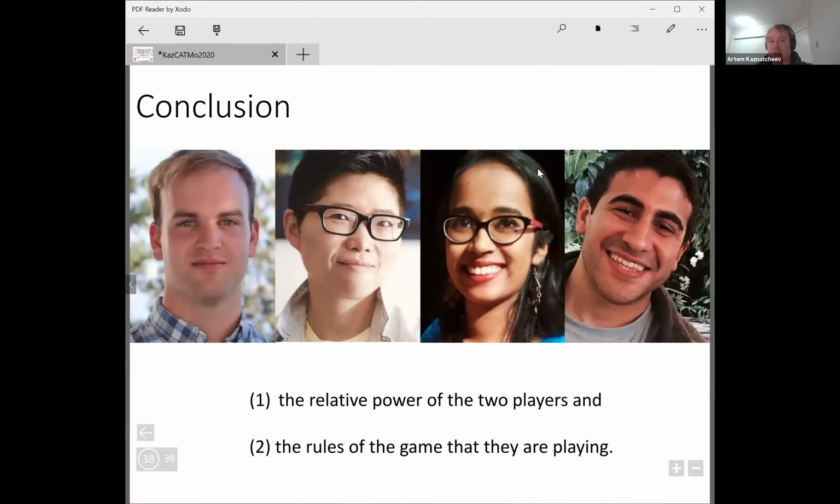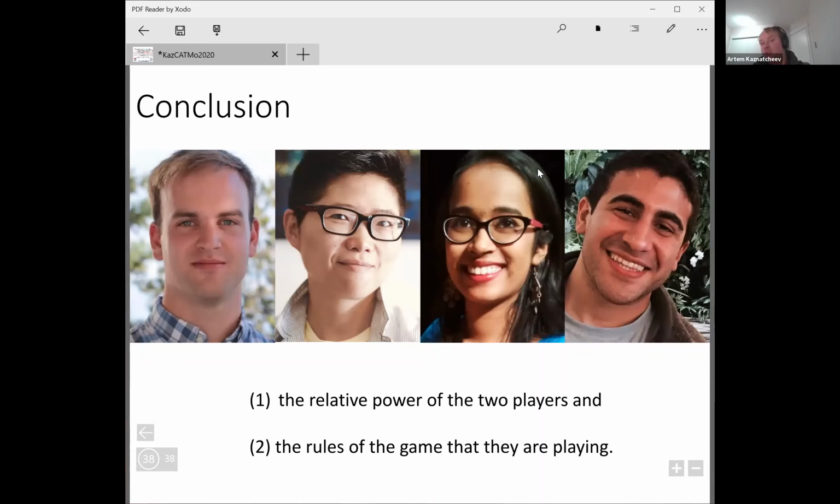So in conclusion, what have we learned from Ryan, Chia-Hua, Ranjini, and Nathan? Well, we learned about the relative power of the two players. In particular, Ryan told us to not underestimate the power of the tumor. It's an optimal player in some very real sense of the word. And if we want to do well in play against the tumor population, we have to be very creative.